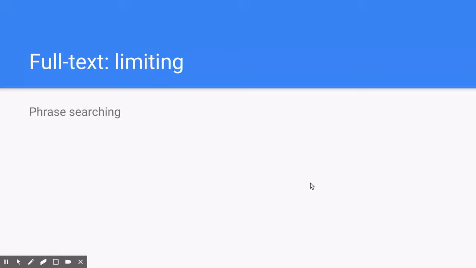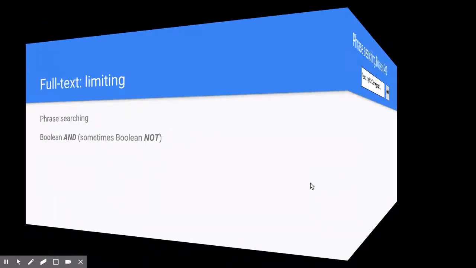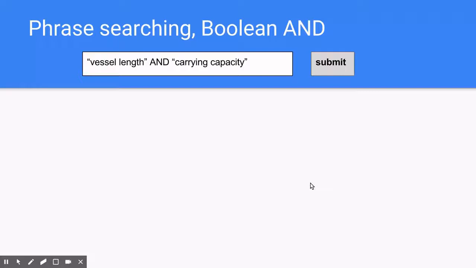One of the limiters is phrase searching, where we search for an exact phrase rather than just words appearing anywhere. And the Boolean AND. Sometimes the Boolean NOT will help in limiting, but the Boolean AND always helps in limiting because it's got to be this and that, and that's always going to limit the subset. So let's take a look at phrase searching. Databases will do things differently. You'll have to look in the advanced help of a database to find out if and how they do phrase searching and Boolean searching.